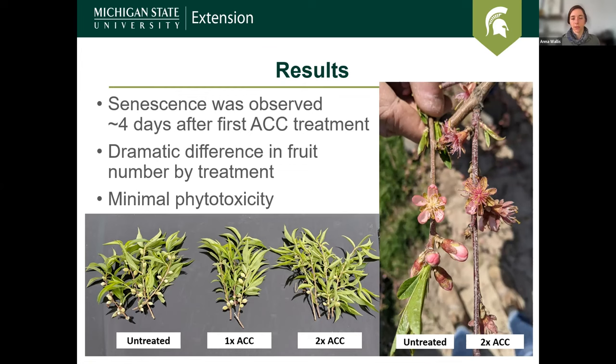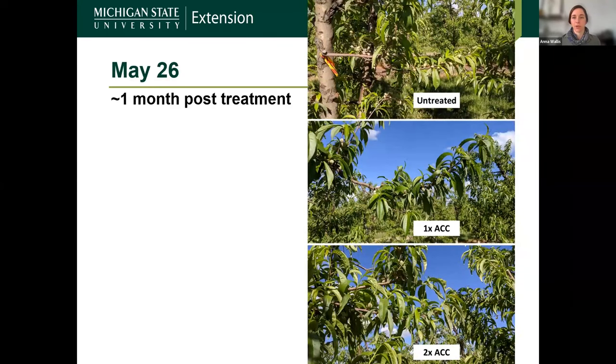I was unable to collect thinning data or phytotoxicity data in this trial because it happened right around the time I was busy with some apple work, but we hope to continue doing that work in the future. And so this is just to show us about 1 month after the treatment, you can see there's a lot of great green foliage on the trees, but a really significant difference in the number of fruit on the trees.